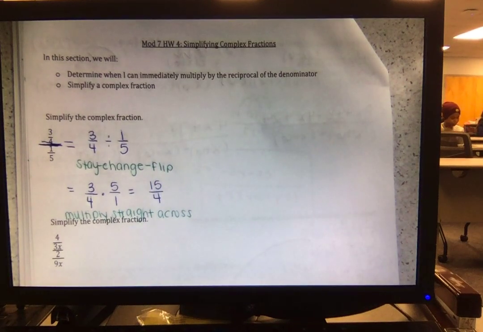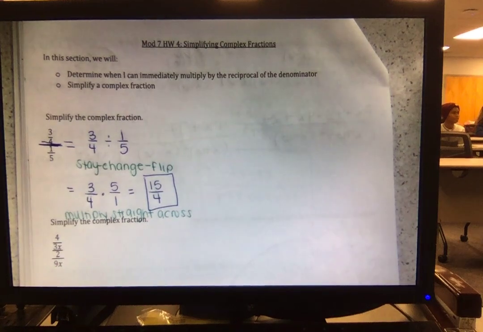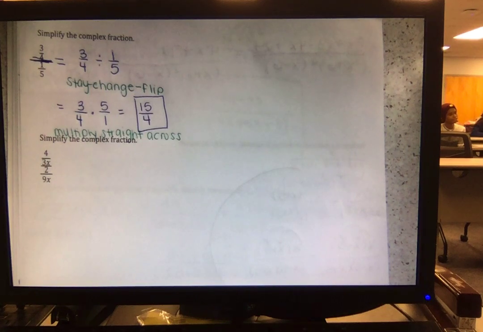Can I simplify this? Is there anything that 15 and 4 have in common? Nope. Final answer. Questions for me? How could I help you? So if not, let's move on to the next one, simplifying the complex fraction.